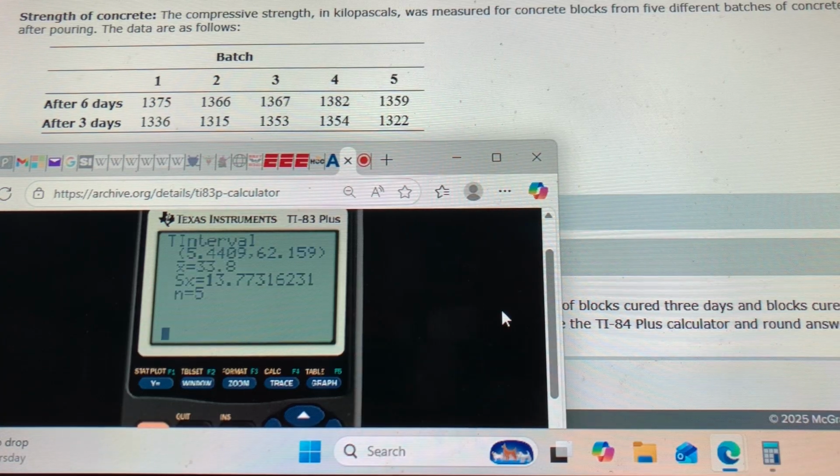I'm betting both of these will be positive. Yeah, see 5.44. Oh, they want one decimal. 5.4.